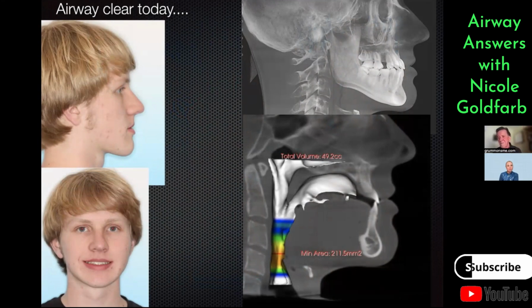Tongue is not up in the palate. You can see the tongue positioning, still mouth breathes, light snore and all that.